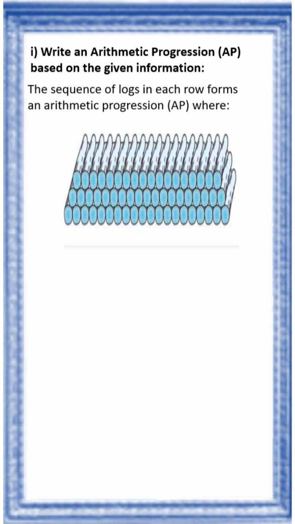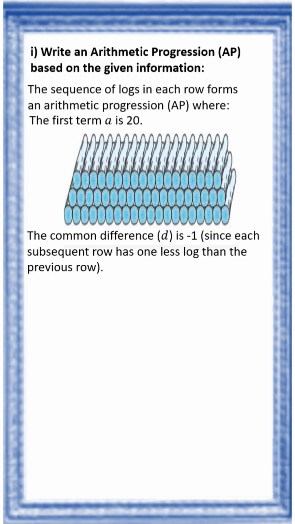The sequence of logs in each row forms an arithmetic progression. We know it, isn't it? It has been given in the question. And 20 logs are in the first row, so a is equal to 20. In the next row 19, next row 18. So the common difference, what is it? Minus 1. Here 20, 19, so d is equal to minus 1. So the AP can be written as 20, 19, 18, 17, 16 and so on.